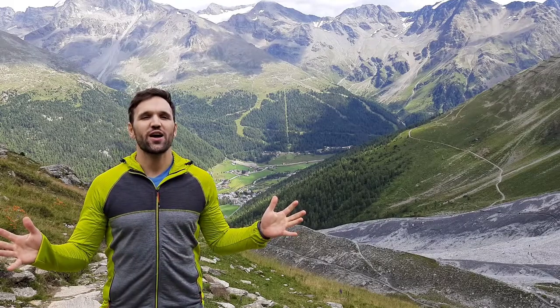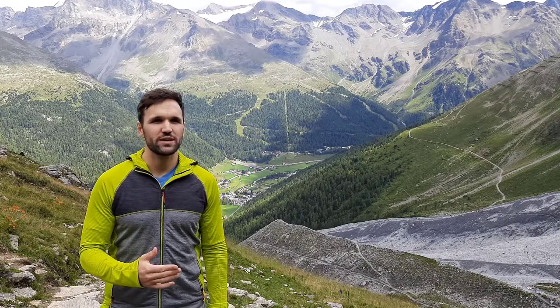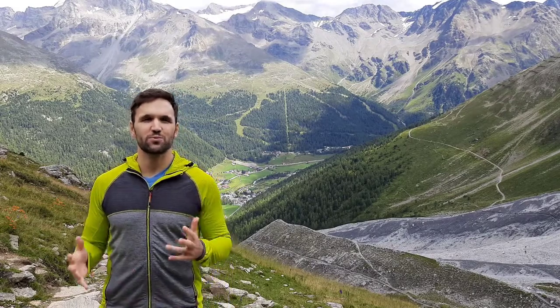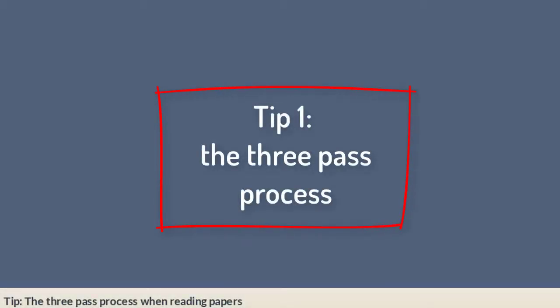Hello world, this is Frank from the beautiful Alps in South Tyrol, and in today's video we'll be covering how to read a research paper in machine learning. Starting out with tip number 1, the 3-pass process. It helps you skim over many papers at a time.